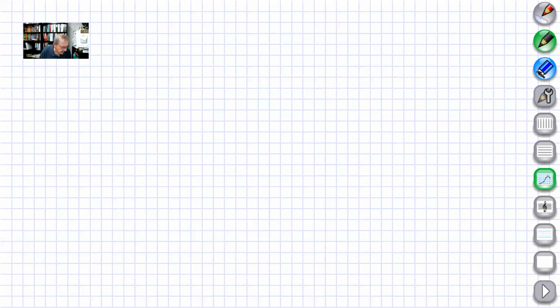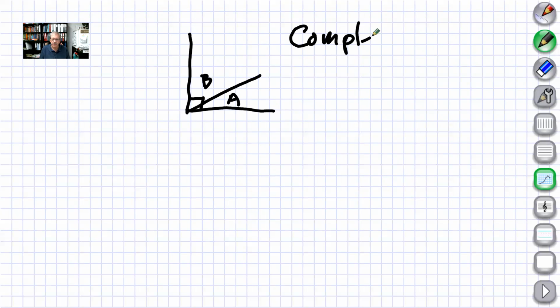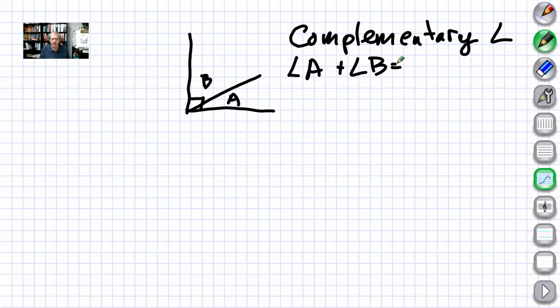Okay, another thing we can do with angles is a lot of times we know this is a 90-degree angle. We designate it with a little box like that. But sometimes we want to figure out two angles. So when these two angles, angle B and angle A, add together, they're called complementary. Those two angles, angle A plus angle B, are going to equal 90 degrees.